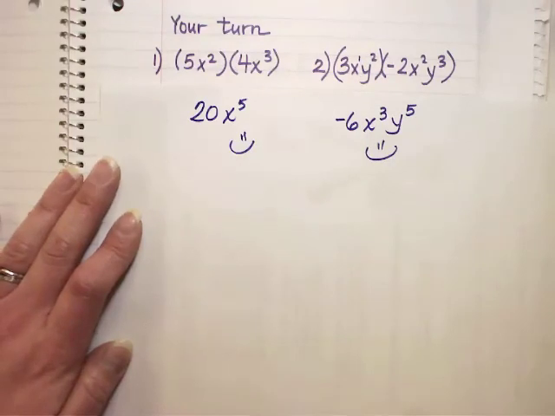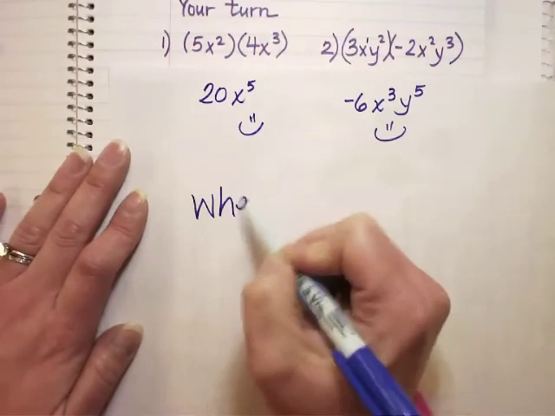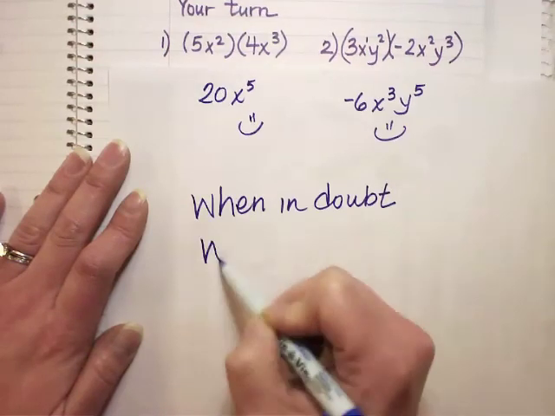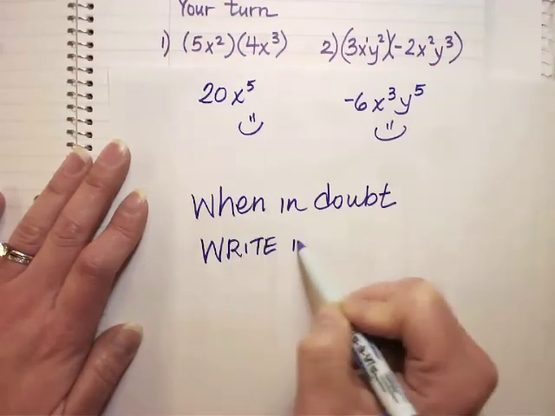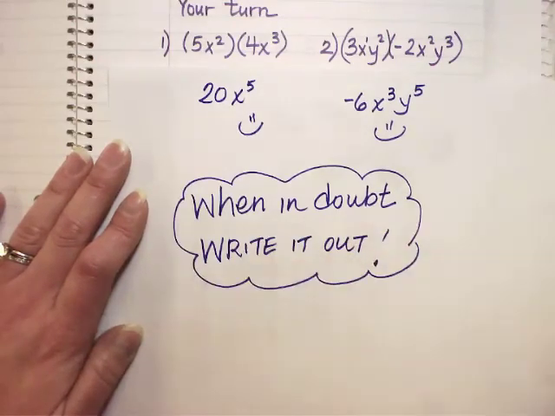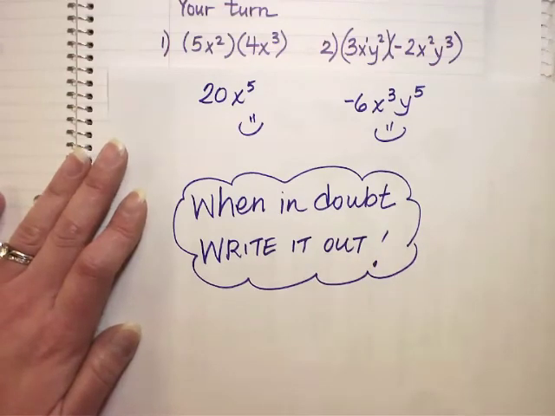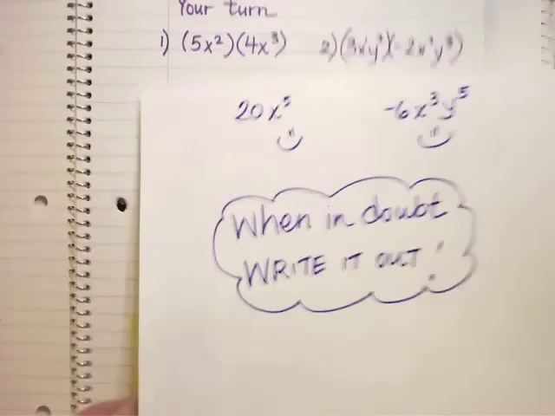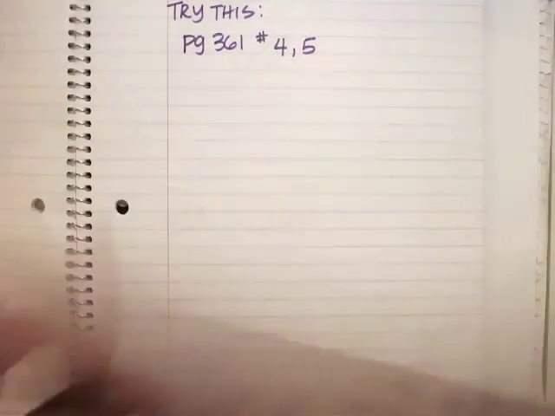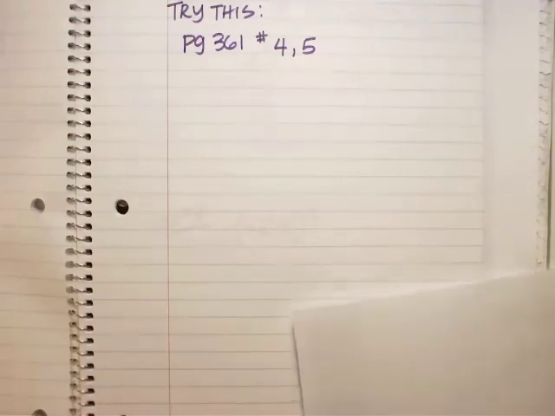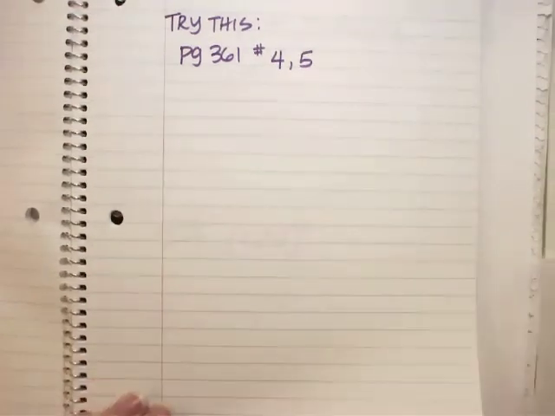But if you're ever not sure, when in doubt, you can always write it out, just like I did in the example. You can always write it out and know for sure that you're getting that problem right. Okay, moving on. Now try these. These are out of your textbook, on page 361, numbers 4 and 5, and we'll check in class tomorrow.